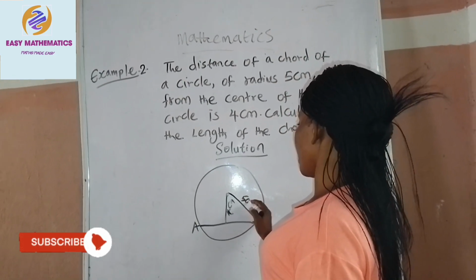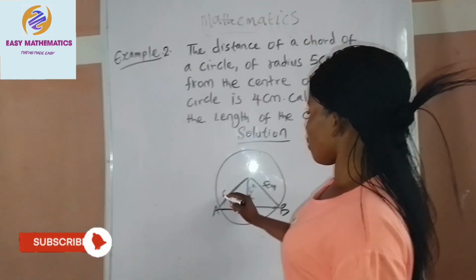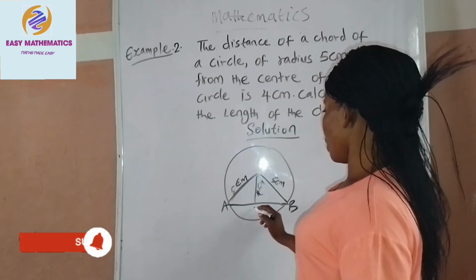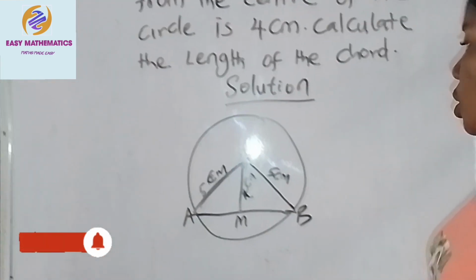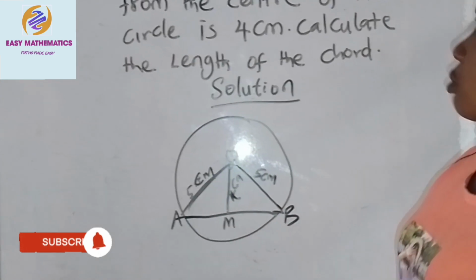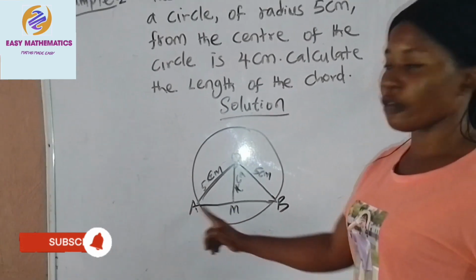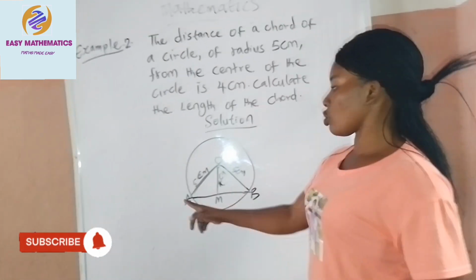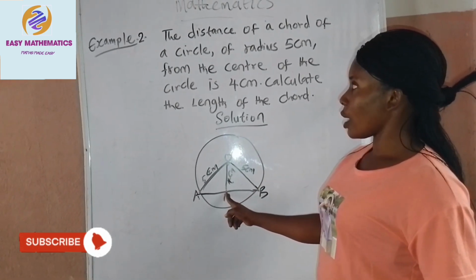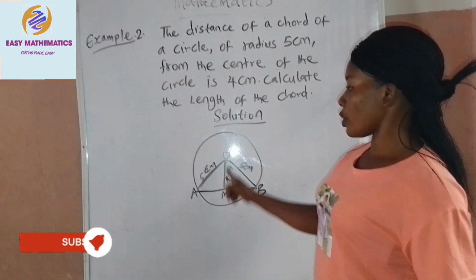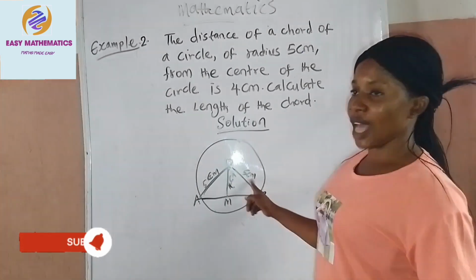Remember, we read the question very well and we understand it. So this is 5 cm. Here we'll call our M. This is our O, which is the center. So this is the question. We are asked to calculate the length of the chord. The length of the chord is not given. That is what we want to calculate. The distance from the center to the chord has been given. The radius is given as 5 cm.